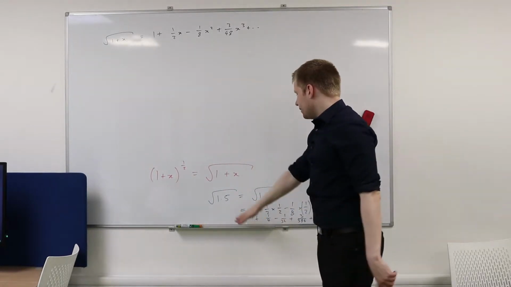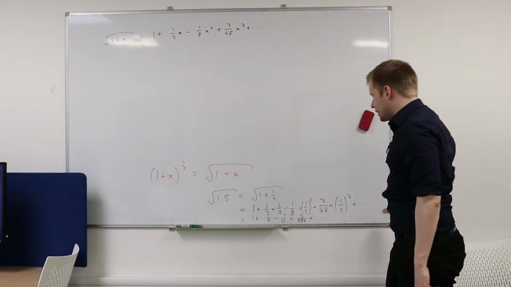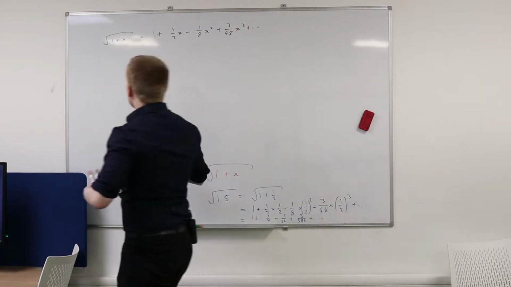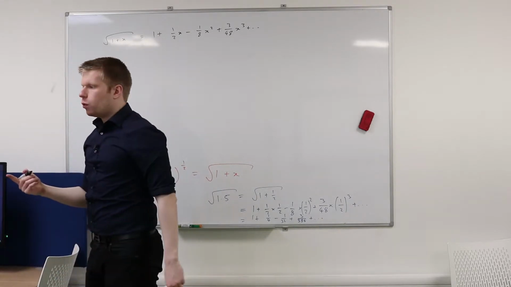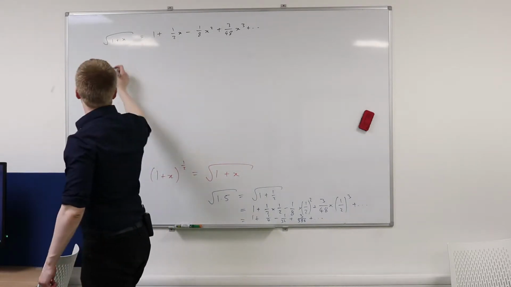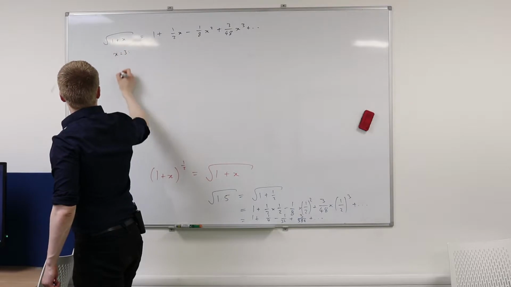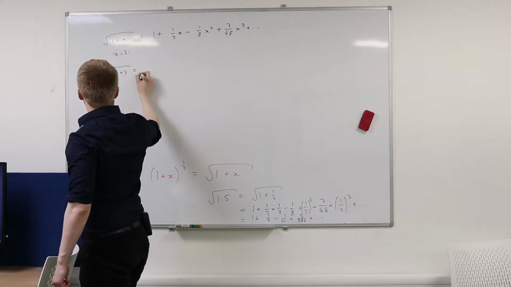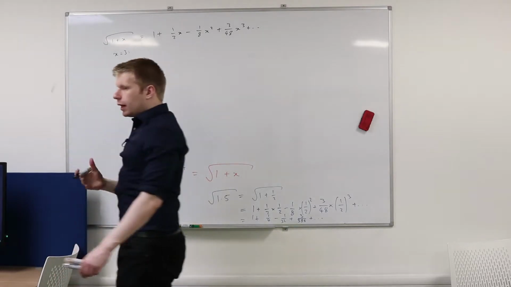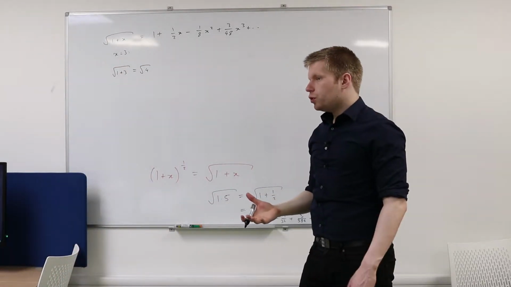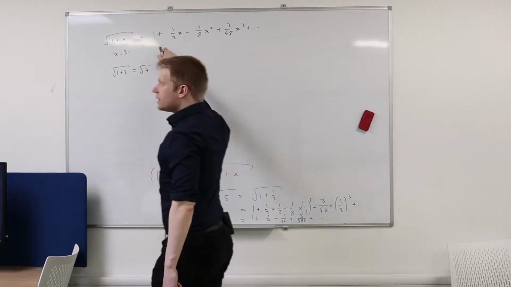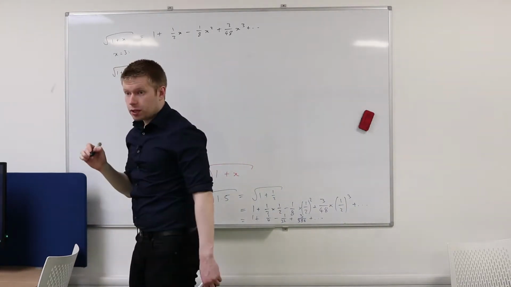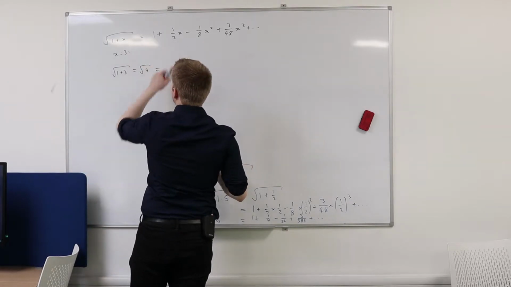Now you've just seen that the square root of 1.5 is easy enough to work out. What now if I replaced x with a different number? What if I replaced x with 3? In other words, I tried to work out the square root of 1 plus 3, or the square root of 4. Now clearly this should be equal to 2. So let's see if this series gives me 2 in return. Let's stick x equals 3 in here.